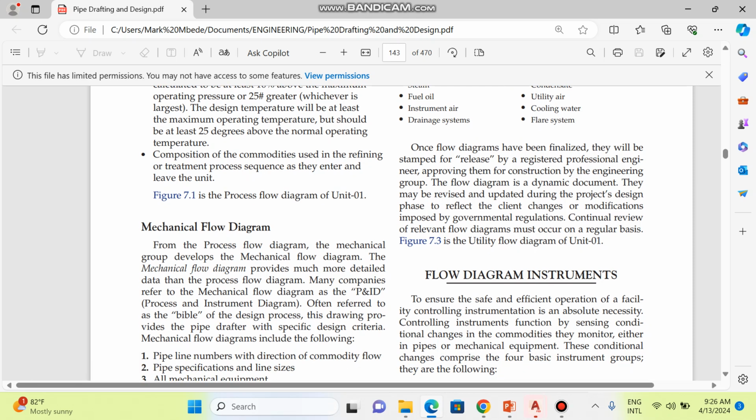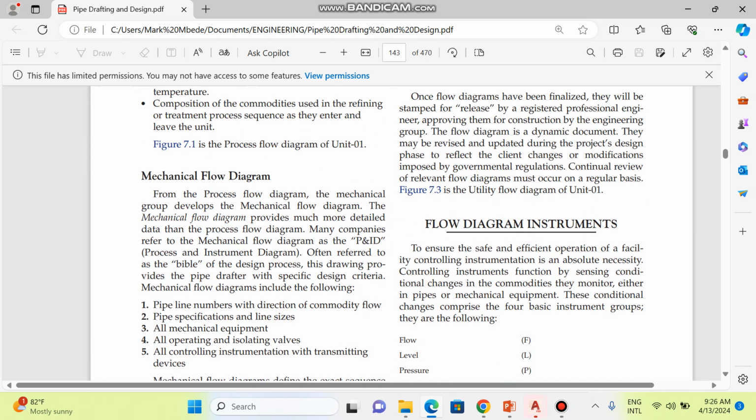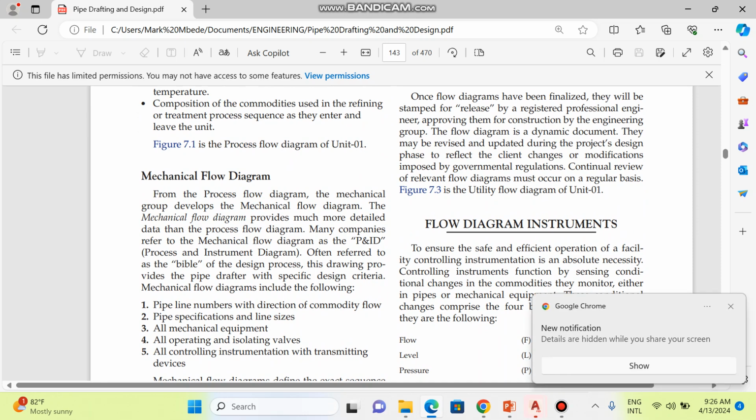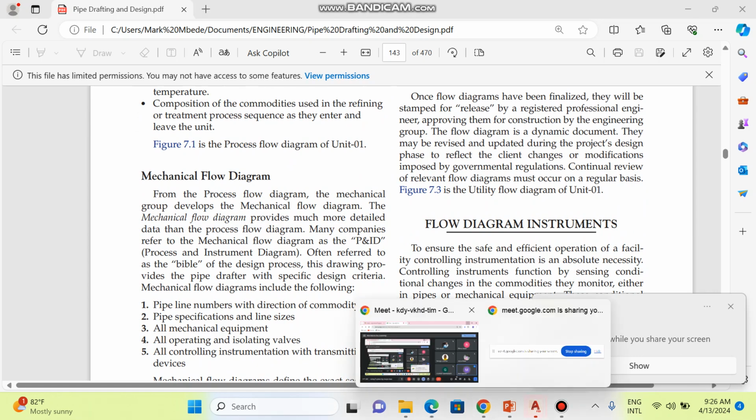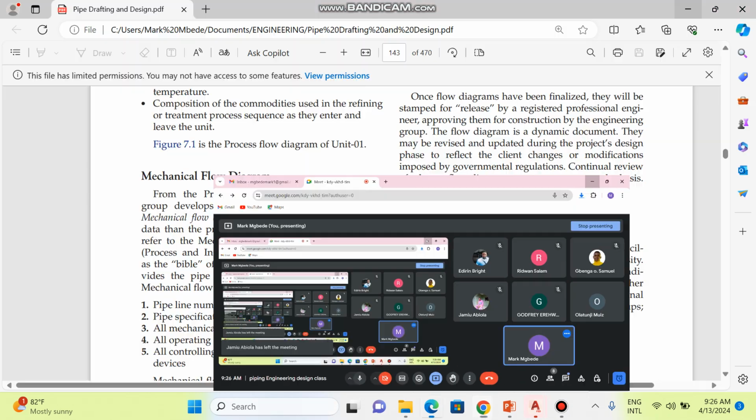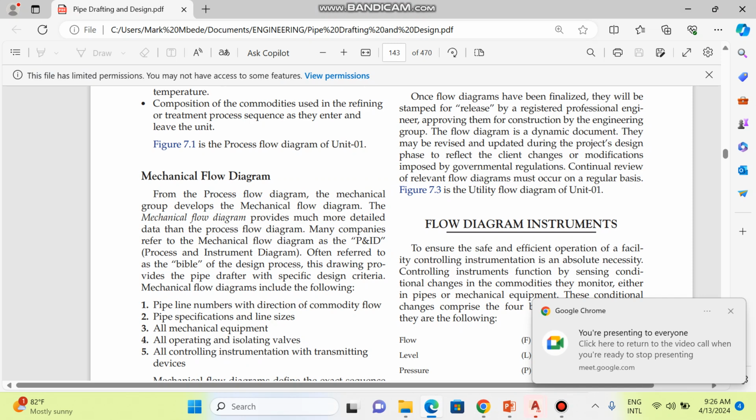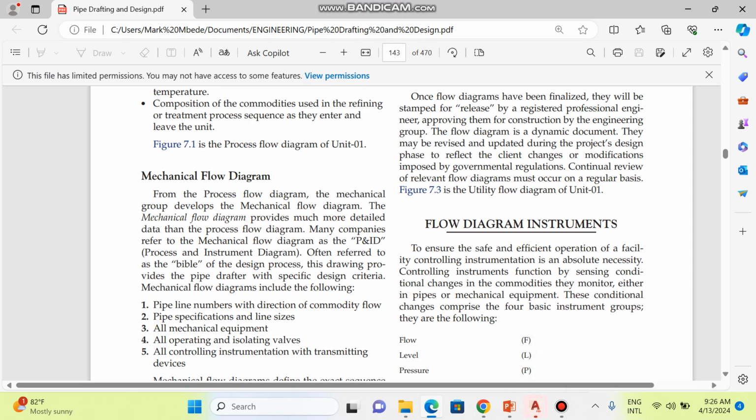Once we talk about the mechanical flow diagram, it is also known as the P&ID, which is the piping and instrumentation diagram. That is what we call the Bible of the process. If we read through here, it says that after the process flow diagram, the mechanical group develops the mechanical flow diagram, which I don't know what this book is saying about that, but normally, the process team is the one that still develops the piping and instrumentation diagram, or process and instrumentation diagram, not the mechanical engineer.